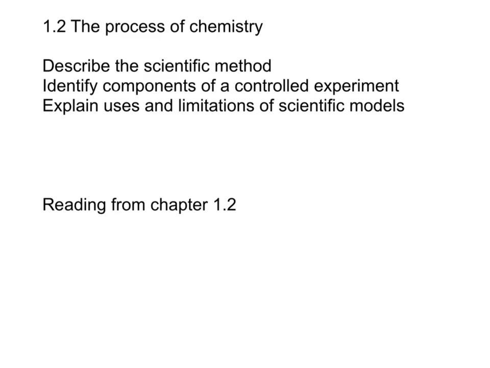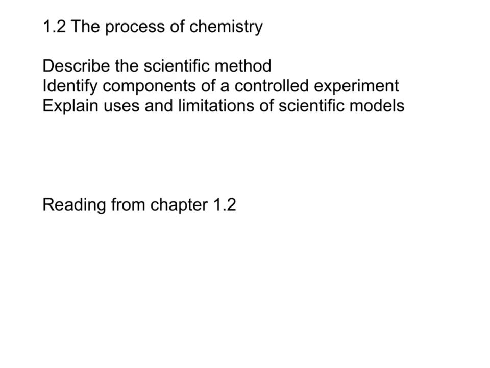All right, lesson 1.2, we're going to take a look at the process of chemistry, and you've probably had something along these lines at the beginning of every science course you've ever taken. We're going to look at the scientific method, and also identify the components of the controlled experiment within the scientific method. And then we're going to look at scientific models, which we do use pretty extensively in certain areas of chemistry, and explain their uses and limitations.